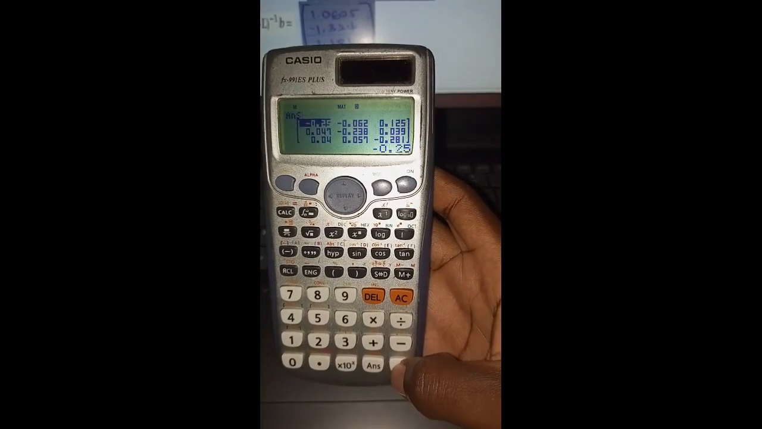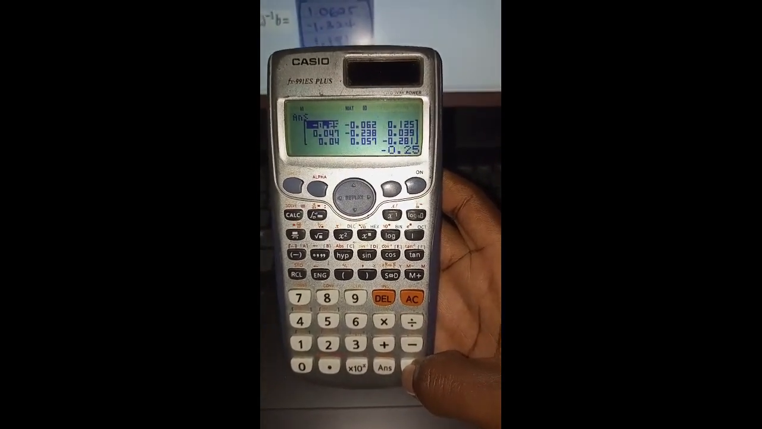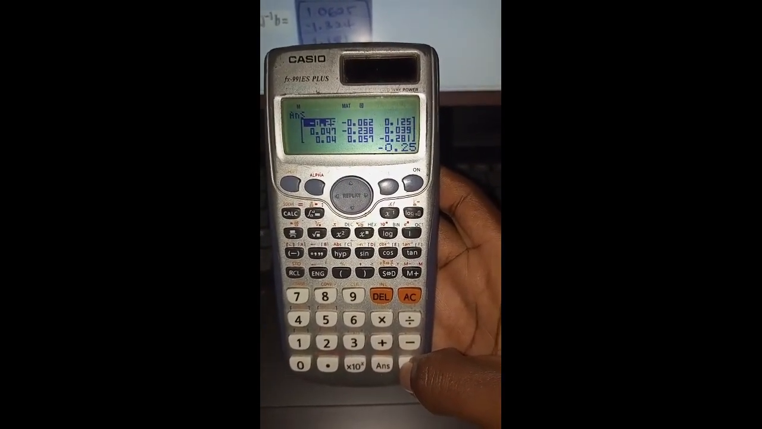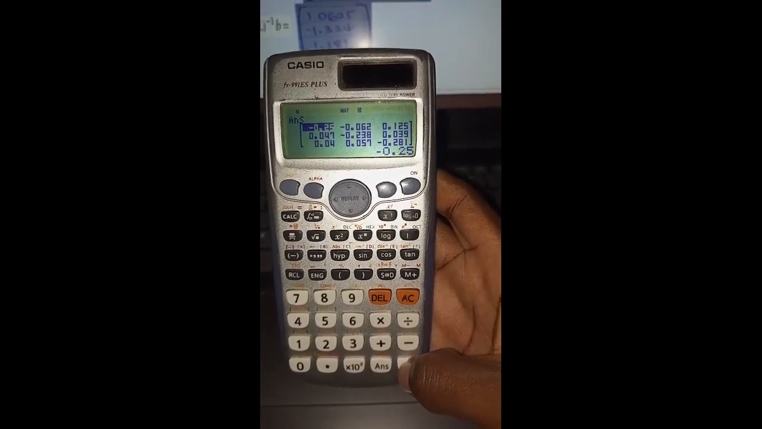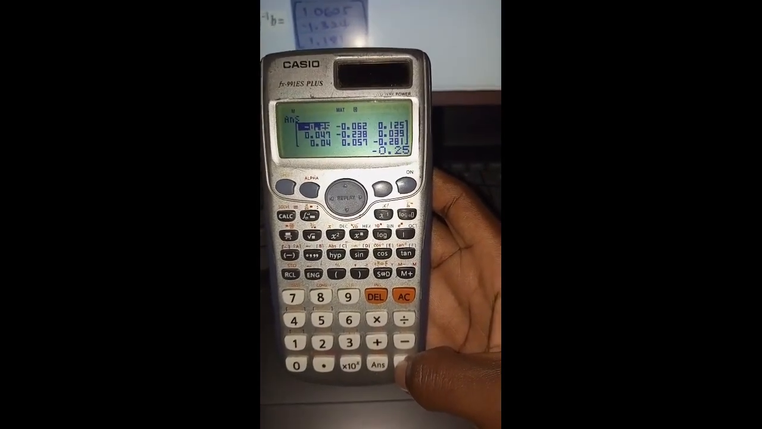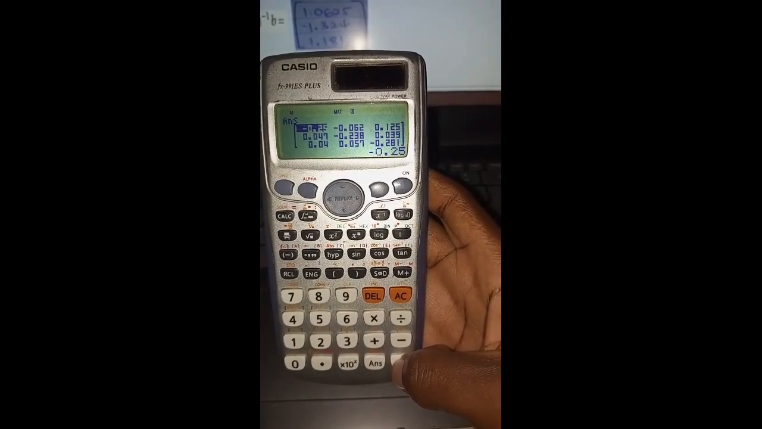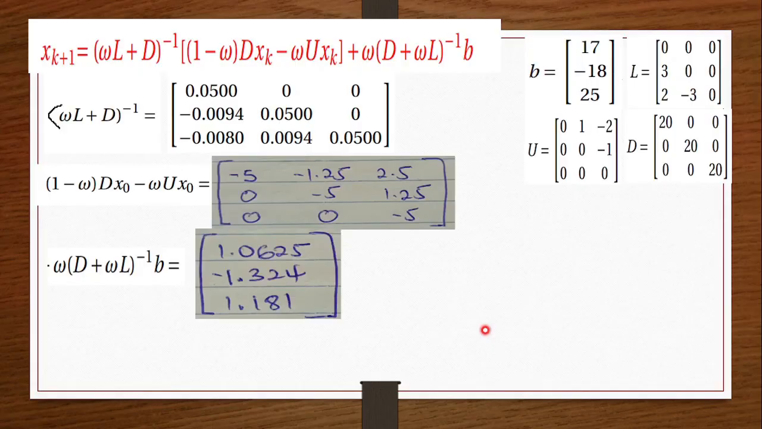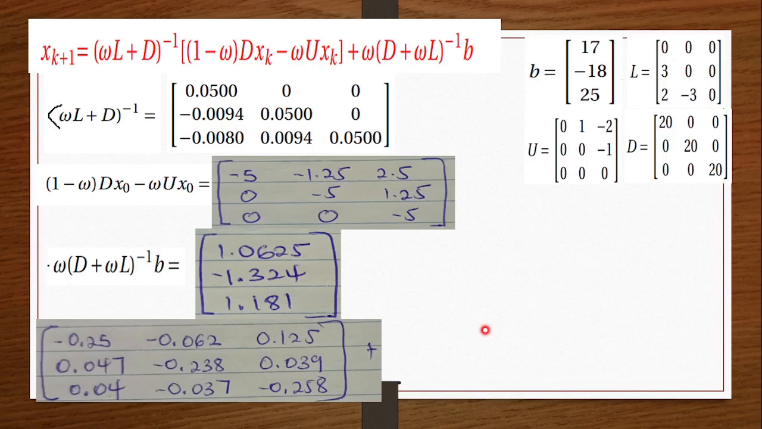So when I click on equal to, this will be our solution for multiplying the two terms. So I'm going to put it on the presentation. The last part will be adding the 3x1 matrix. From the solution that we had from the calculator, I just wrote it out here, as you can see down here. So negative 0.25 and the last was negative 0.258.